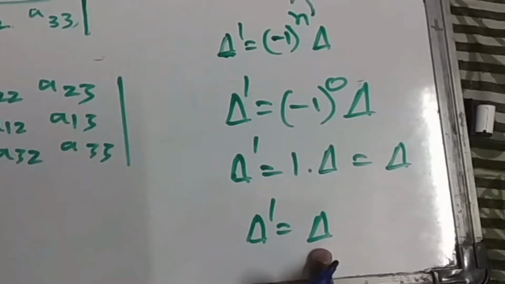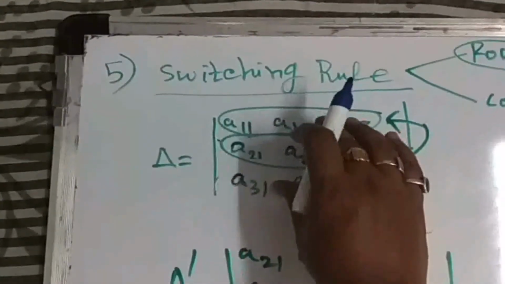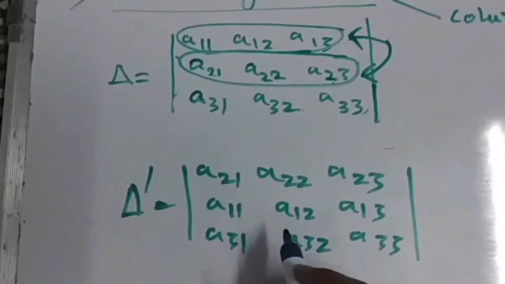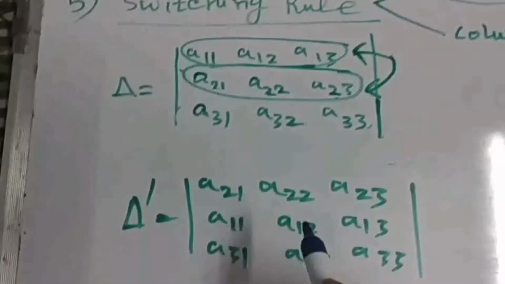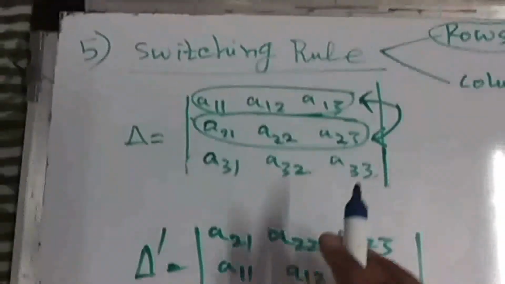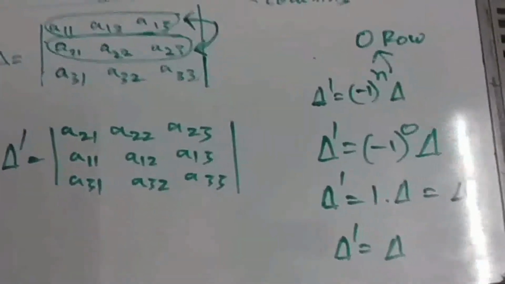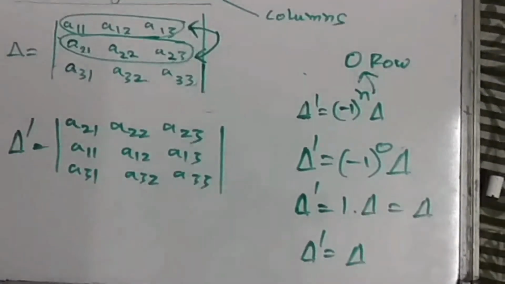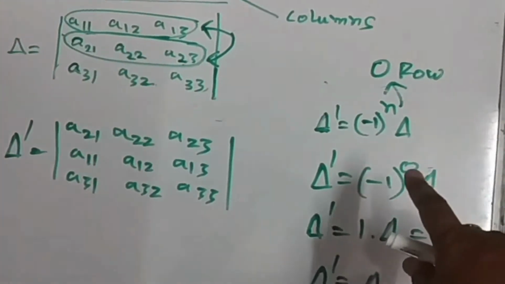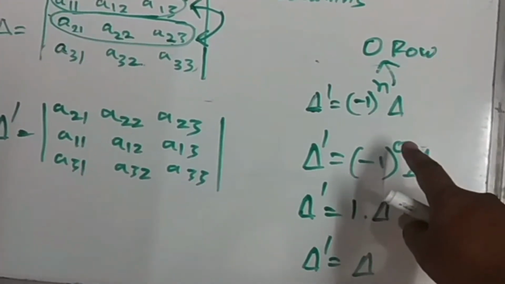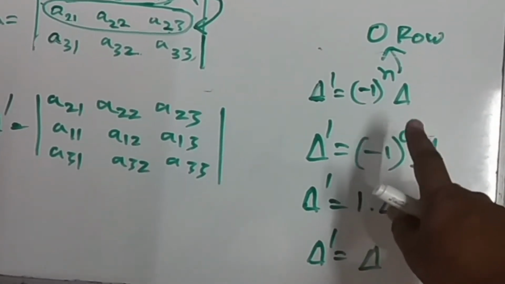It means if this determinant has the value 2, this determinant also will have the value 2. If this value is minus 5, this one will also be minus 5, because n equal to 0 here. Now you can check for n equal to 2. Here it will be minus 1 squared, so the minus will go away. In that case also it will be the same thing.